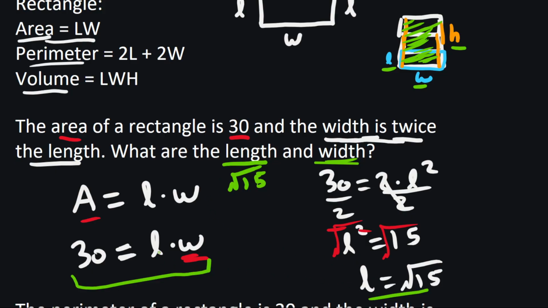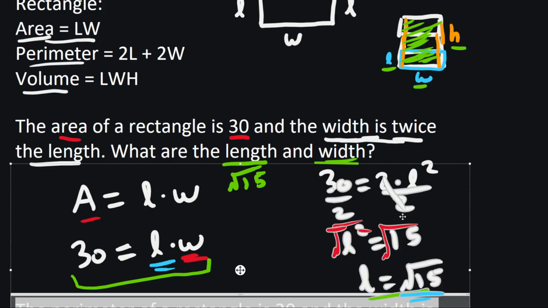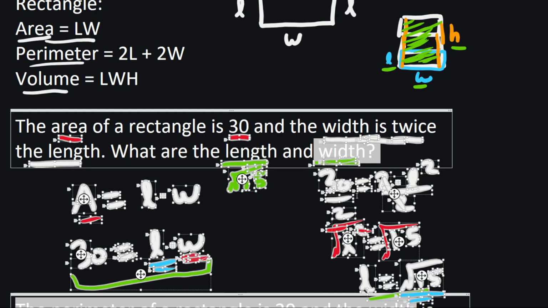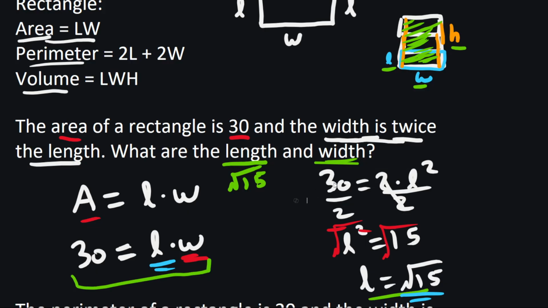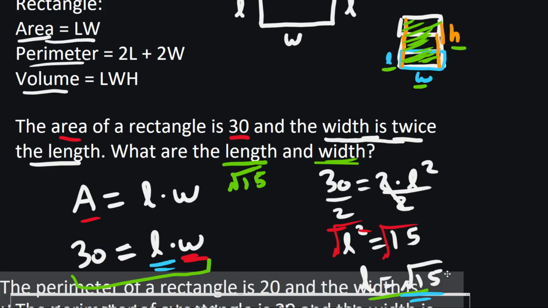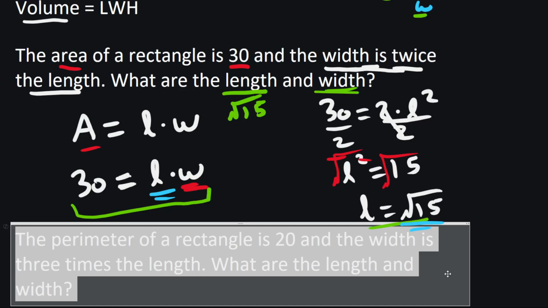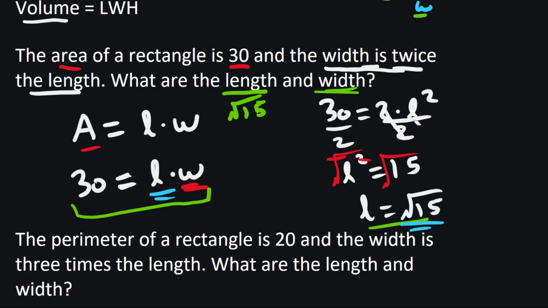So now we know what L is. Our L is radical 15. Let's go ahead and substitute that radical 15 in for L. So let's rewrite this, and in fact, let me move some of this so we have more space to work with. Actually, let's go ahead and erase a lot of this.